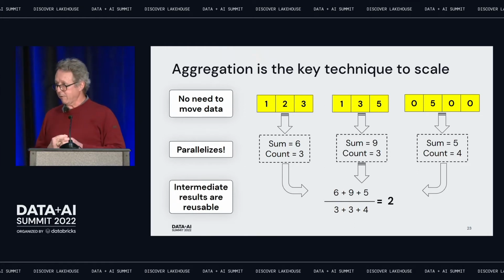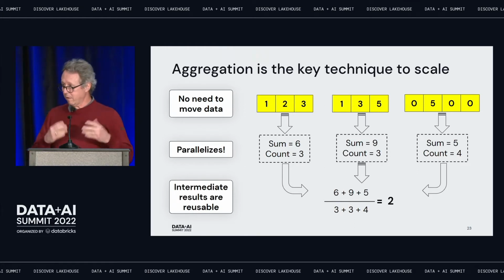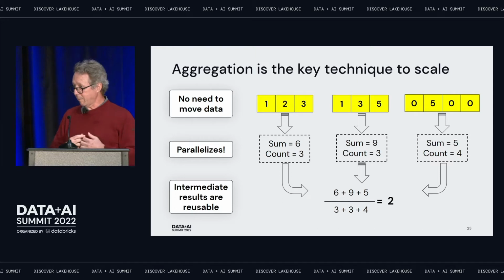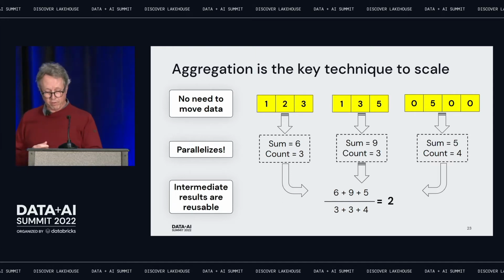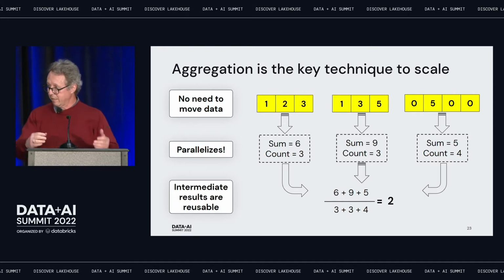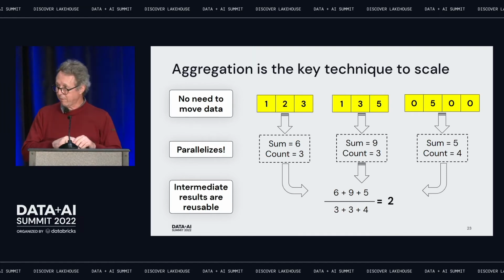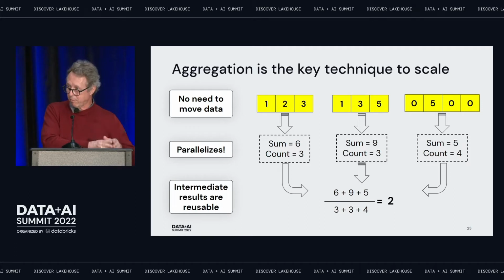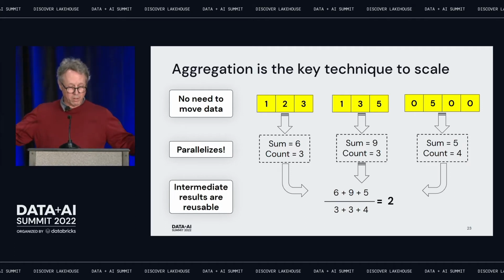Second thing, it parallelizes. This is an example of doing a parallel computation of an average. We do sums and we do weighted average, and then we can merge them at the end. So this will parallelize, everything from across hardware threads on a single core, all the way to across many, many hosts on a network.